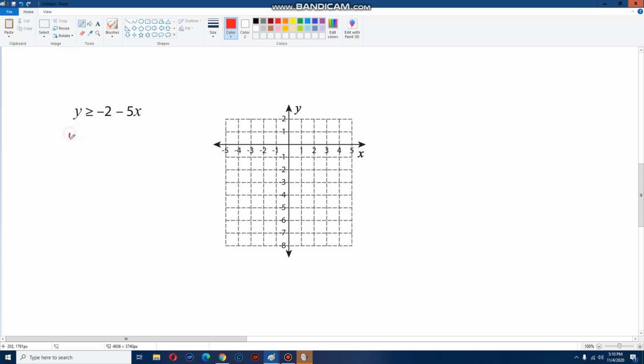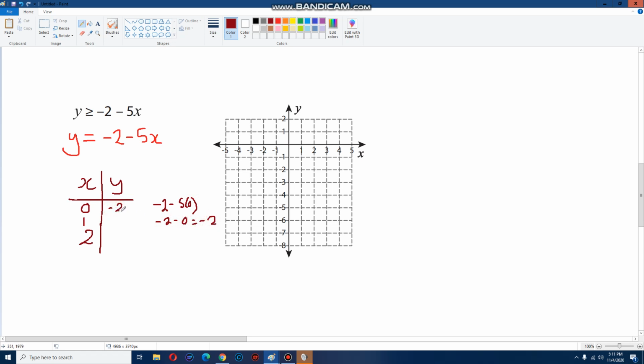Well, as always, let's get some coordinate points. First, I'm going to change this inequality symbol into just an equal sign. And I got minus 2 minus 5x. In order to find my coordinate points, I need my xy chart. And I'm going to use x as 0, 1, and 2. Easiest points to use. And I'm going to plug it in. So minus 2 minus 5 times 0 is going to be minus 2 minus 0, which is just minus 2.